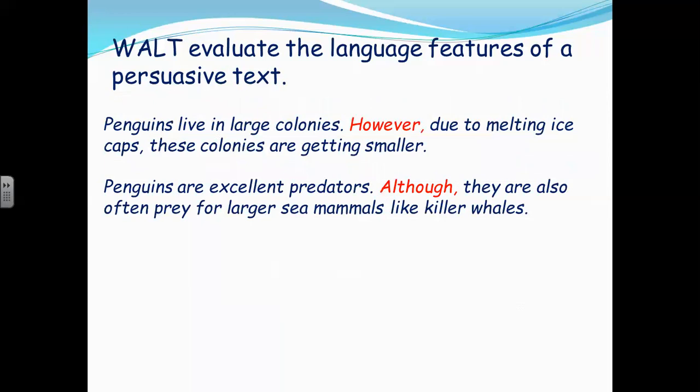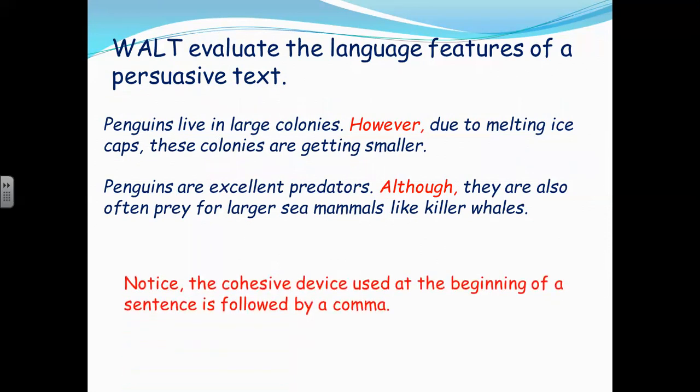Penguins live in large colonies. However, due to melting ice caps, these colonies are getting smaller. Penguins are excellent predators, although they also are often prey for larger sea mammals like killer whales. Those are just two examples of how these can be used. Notice the cohesive device used at the beginning of a sentence is followed by a comma.